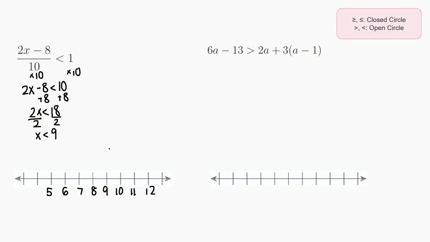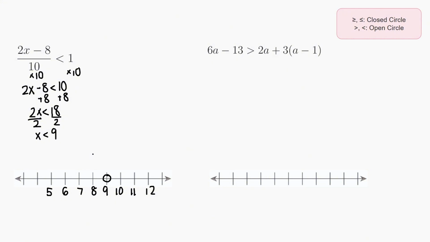Okay, now let's do our first step, which is going to be making the circle. We're going to make it at 9 here. The question is, do we keep it open or should we close up the circle? As you can see, there's no equal to sign here. X is less than 9, which means it cannot equal 9, so we leave it open.